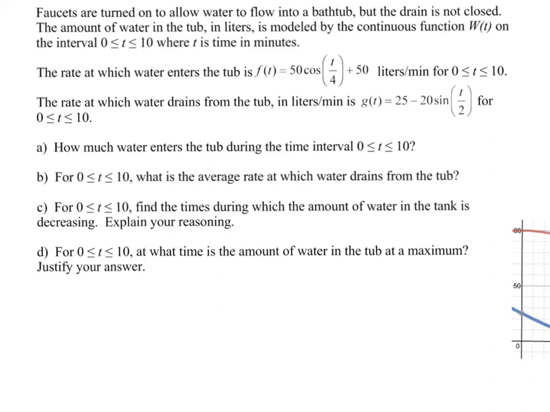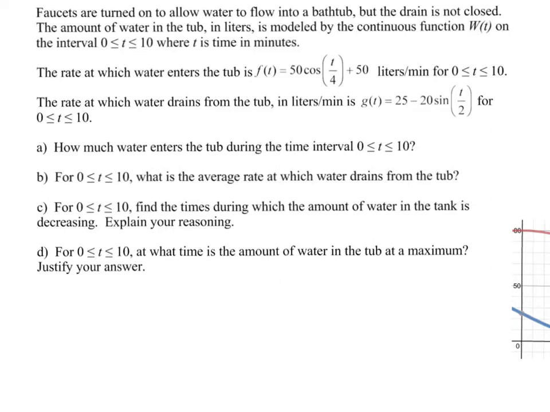In this video, we're going to look at a rate problem very much like the ones on the AP Calculus test. Faucets are turned on to allow water to flow into a bathtub, but the drain is not closed. The amount of water in the tub in liters is modeled by the continuous function W(t) on the interval from 0 to 10, where t is time in minutes. The rate at which water enters the tub is given by that equation. The rate at which water drains from the tub is given by that equation.